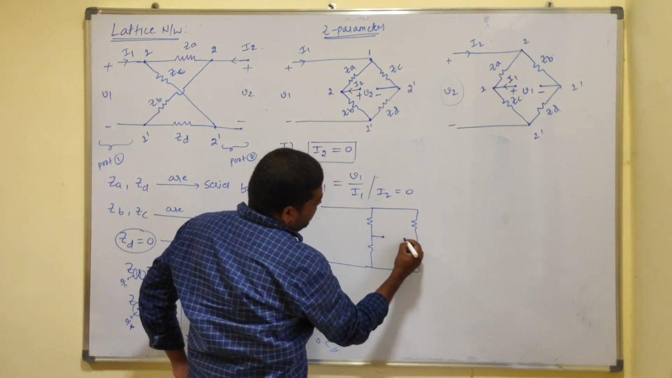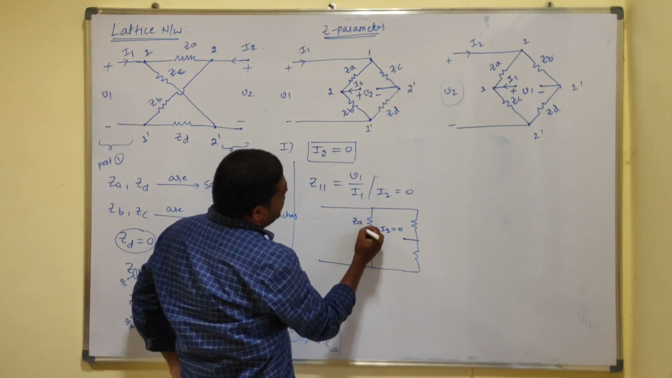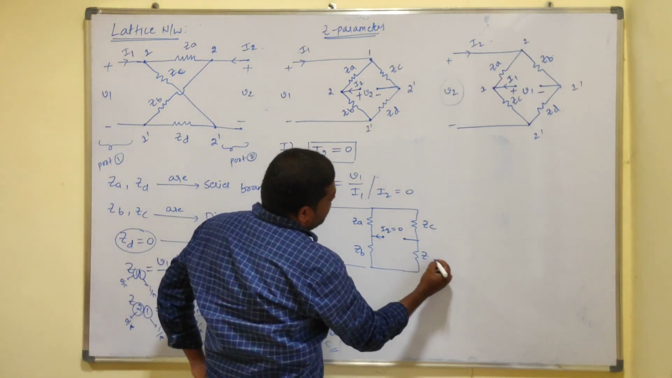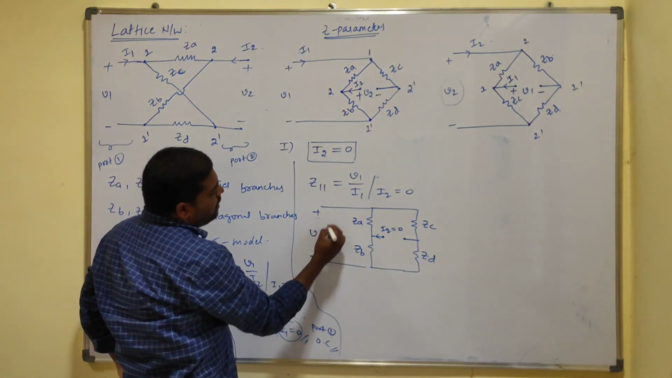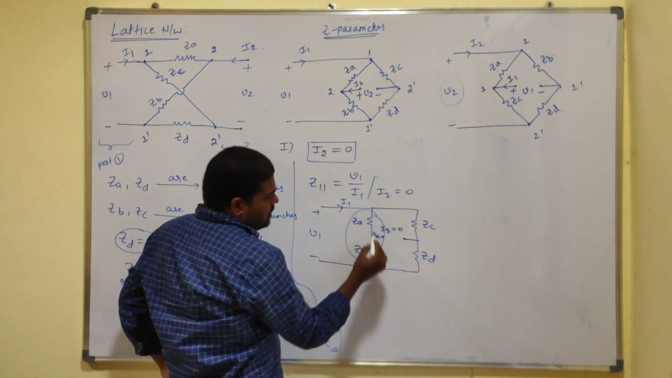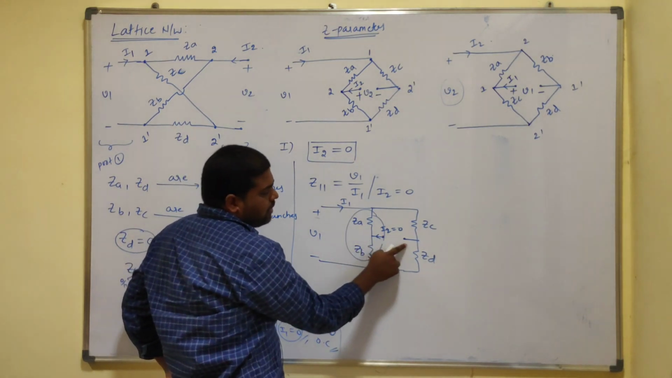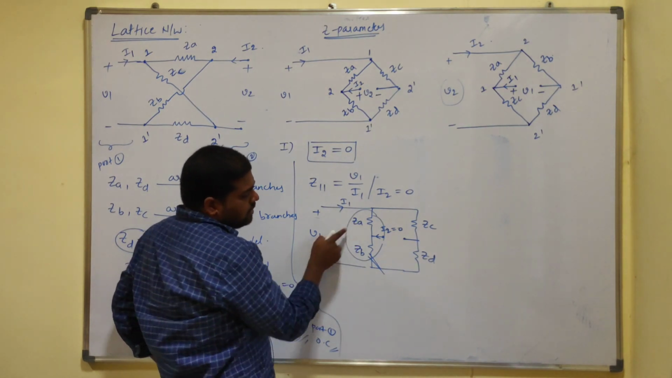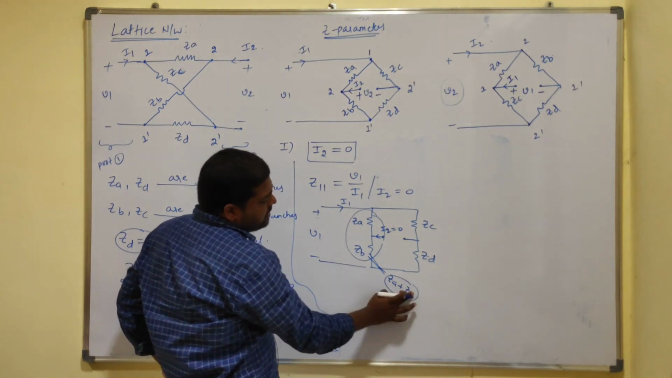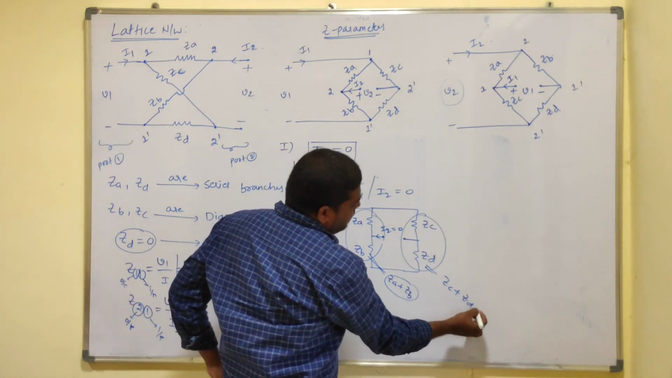Here I2 equals 0, right? And here we have ZA and ZC and ZB and ZD, and the variables are V1 and I1. Now you can combine these two resistors, they are in series, right? So ZA plus ZB is the overall resistance of this branch, and this complete branch resistance equals ZC plus ZD. Clear?